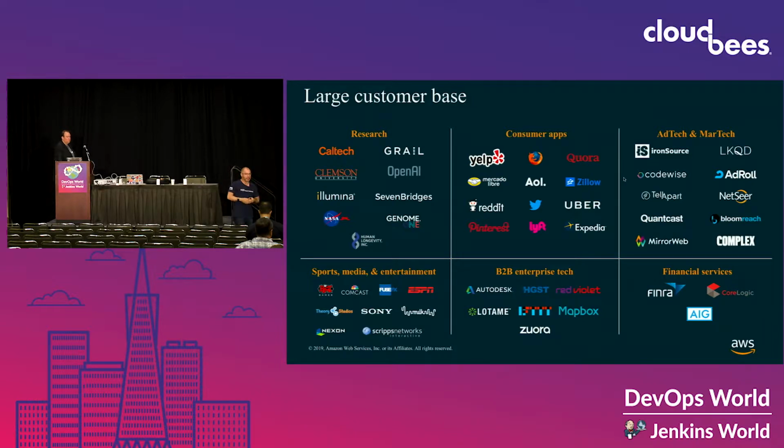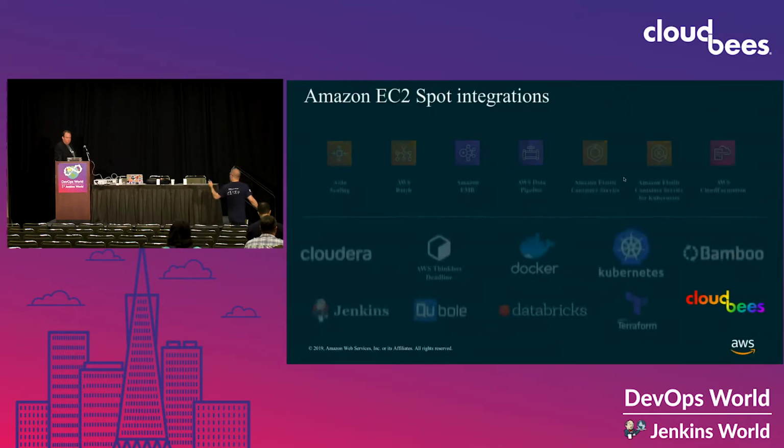Just to give you a sense of the types of customers that are using Spot today, it's a very real thing used by a lot of different customers. I'm going to give you a couple of very specific examples, but they're used by customers like Pinterest, Zillow, Uber, with lots of use in media and entertainment, and lots of use in research as well. So you can see there are a lot of different places where customers are using Spot instances successfully. And now I'm going to talk a little bit about how we actually do that.